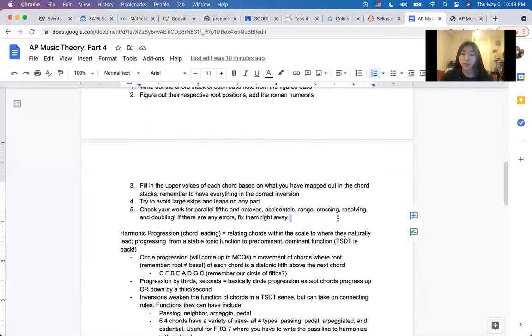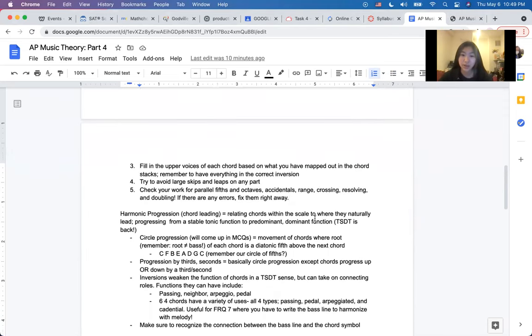Make sure that when you're finished with that, you check your work for errors like parallel fifths and octaves. Accidentals, you never want to omit your accidentals. That is also something that you can lose a lot of points on, so be careful. And of course, range, crossing, resolving, and doubling. I know that there are a lot of rules for this. Just try your best to remember all of them, since this is a pretty big section with a lot of points.